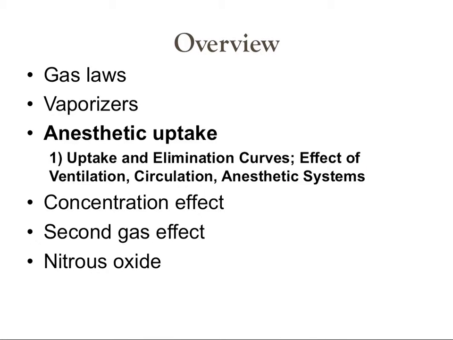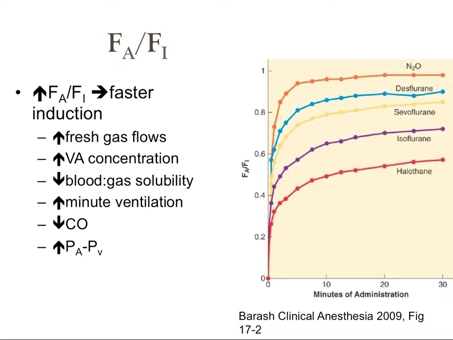Next, we're going to talk about anesthetic uptake. An increased FA to FI, or alveolar gas concentration to inspired gas concentration, leads to a faster induction. So this ratio increases with increased fresh gas flows, increased volatile anesthetic concentration, decreased blood gas solubility, increased minute ventilation, decreased cardiac output, which is more pronounced with the more soluble agents, and increased pulmonary arterial and venous blood partial pressures.